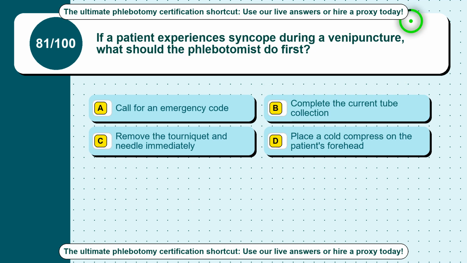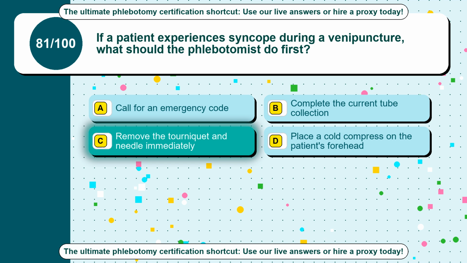Question 81. If a patient experiences syncope during a venipuncture, what should the phlebotomist do first? Option A. Call for an emergency code. Option B. Complete the current tube collection. Option C. Remove the tourniquet and needle immediately. Option D. Place a cold compress on the patient's forehead.